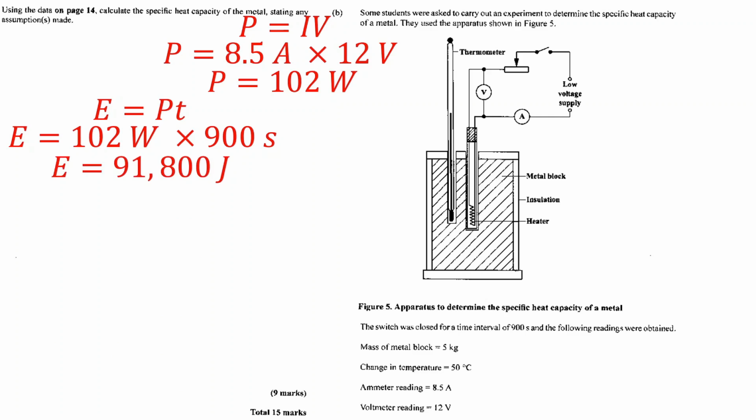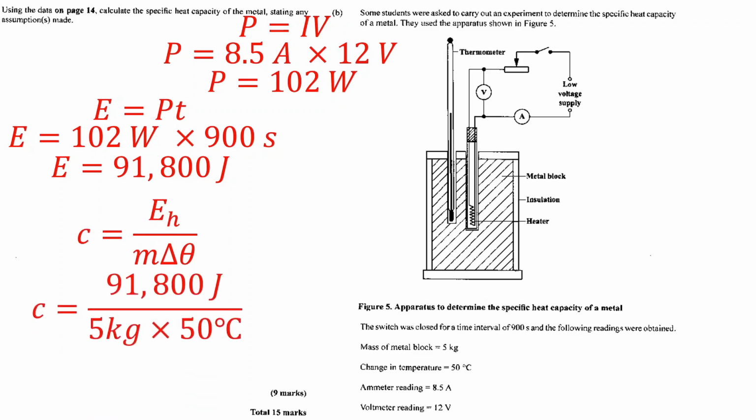Now when it comes to specific heat capacity, we use our formula c is equal to heat energy divided by mass times the change in temperature. So the energy calculated is 91,800 joules. The mass is stated as 5 kilograms and the change in temperature is stated as 50 degrees Celsius. Performing this calculation with our calculators, we get that the specific heat capacity of the metal is 367 joules per kilogram degrees Celsius.